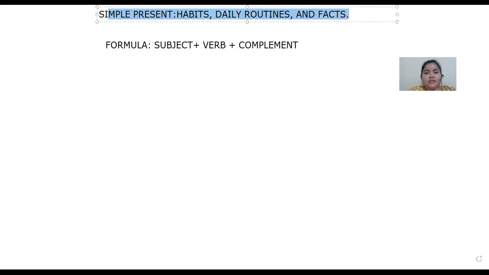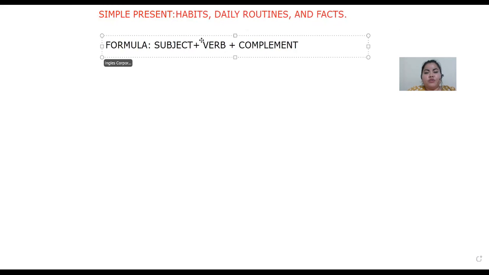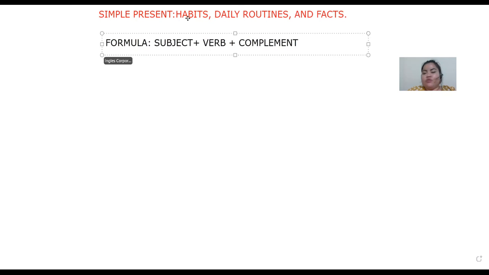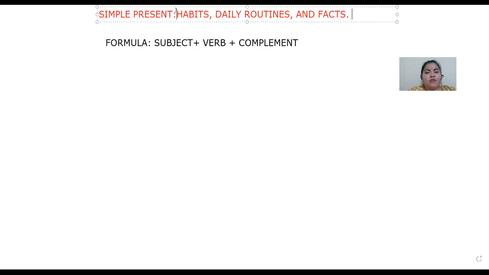En el simple present, no vamos a utilizar el verbo to be. What we're going to use is an action verb. Vamos a utilizar un verbo que nos diga una acción. Porque para expresar hábitos, rutinas, y hechos factuales, debemos tener un verbo de acción. No el verbo to be. El verbo to be no nos ayuda para describir hábitos, ni rutinas, ni hechos factuales. ¿Para cuál era el uso del verbo to be?